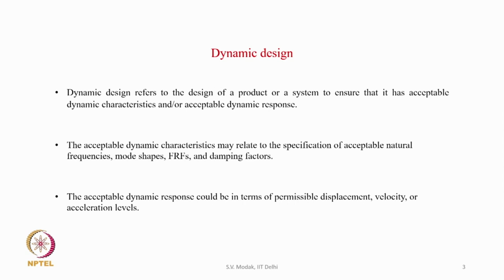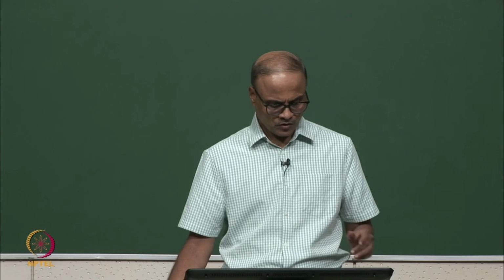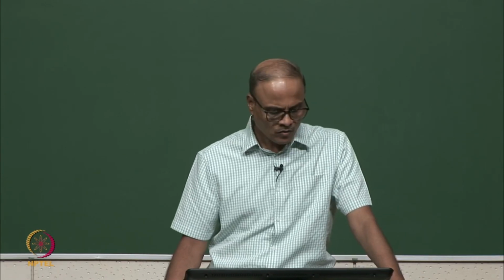Similarly, the acceptable dynamic response could be in terms of permissible displacement, velocity or acceleration levels. So when we say that the dynamic response is acceptable, what we mean is that the levels are within the permissible limits. This is what we refer to as dynamic design, that we would like to have acceptable dynamic characteristics and acceptable dynamic response. So now how is dynamic design carried out?